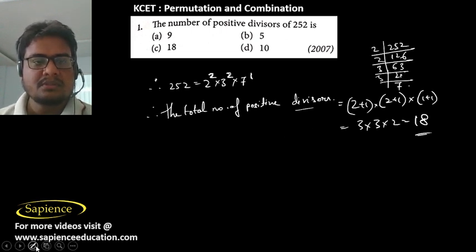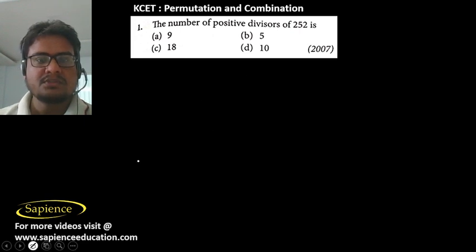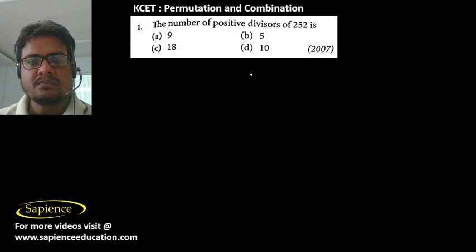So here we shall solve the very first question. It has been told: the number of positive divisors of 252. So first we have to do the prime factorization of 252, since we need to find what the prime factors are and what the exponents of those prime factors are which are contained in 252.